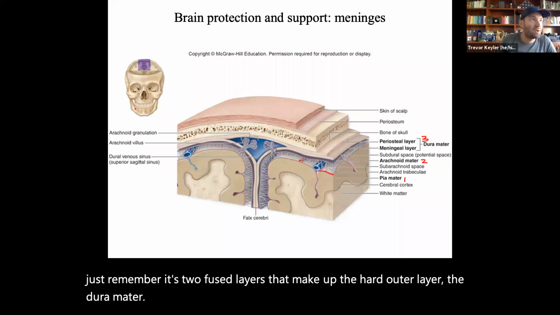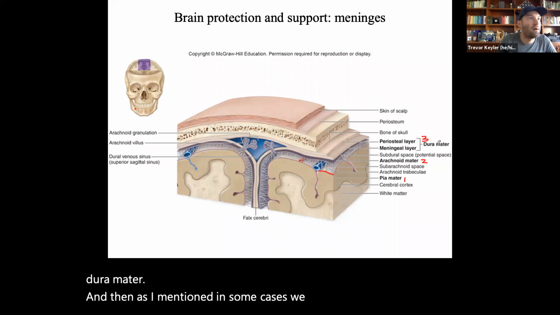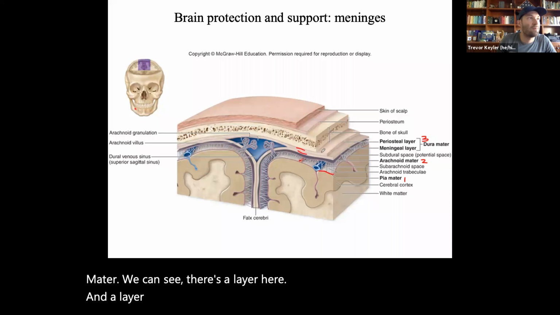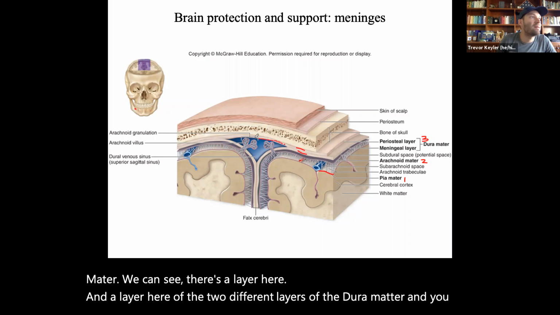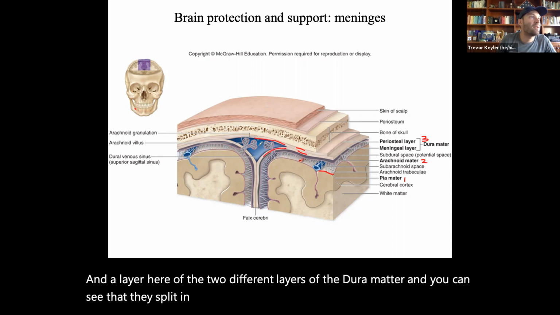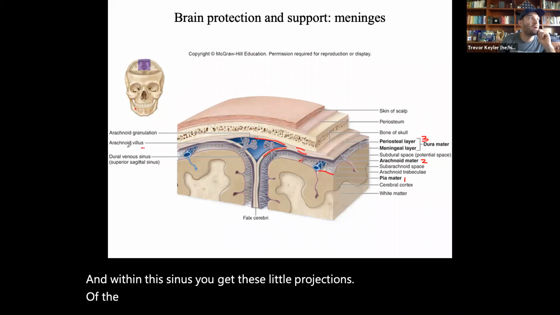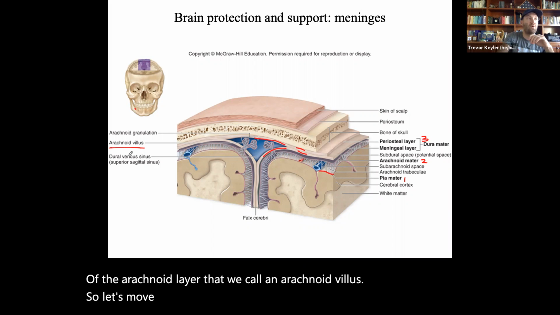And then as I mentioned, in some cases, we get splitting of that dura mater. We can see there's a layer here and a layer here, okay, of the two different layers of the dura mater. And you can see that they split in this case, and they open to create this sinus, okay? And within this sinus, you get these little projections of the arachnoid layer that we call an arachnoid villus, okay? So let's move on. We'll see why that's important in regards to cerebrospinal fluid.